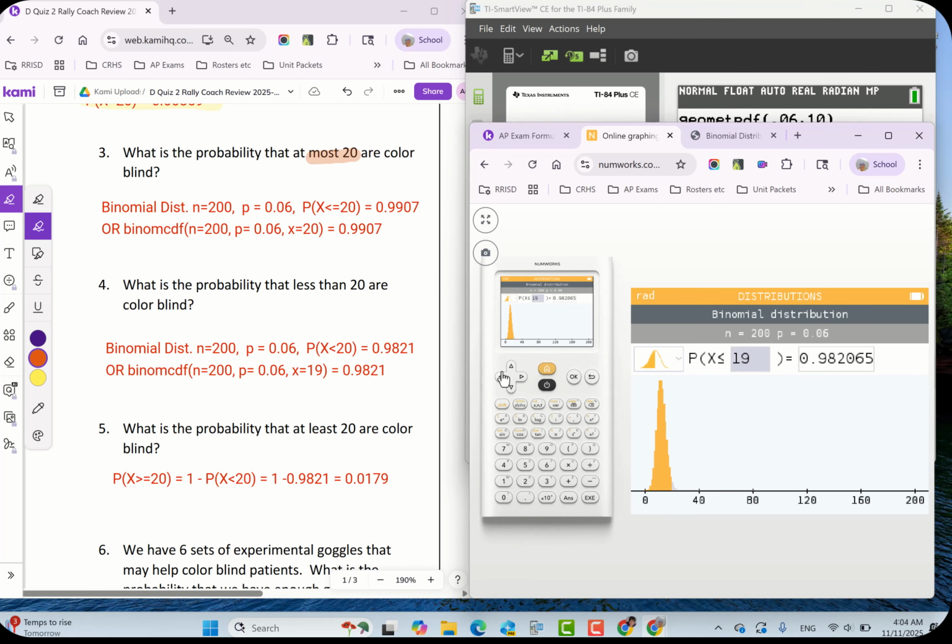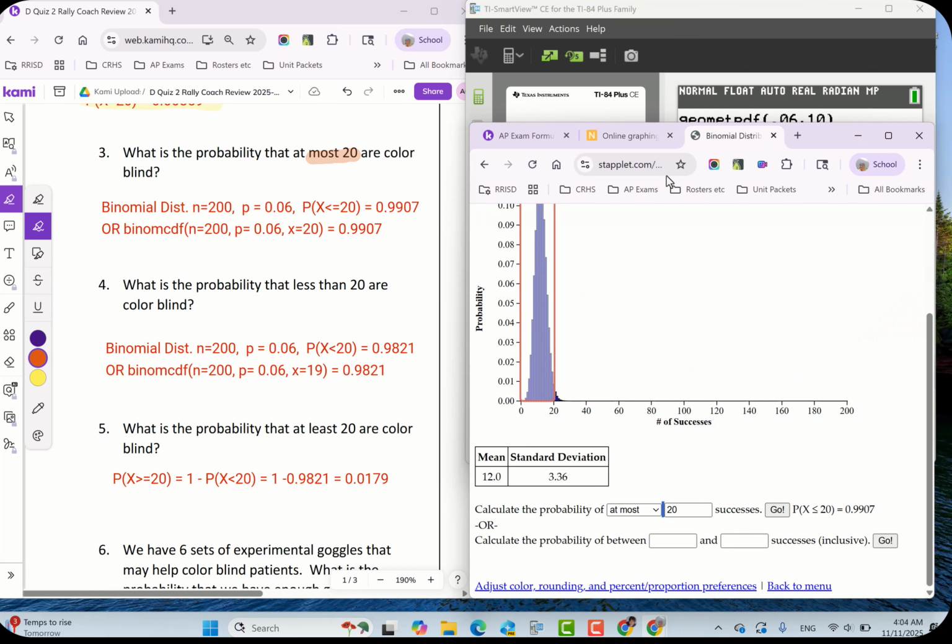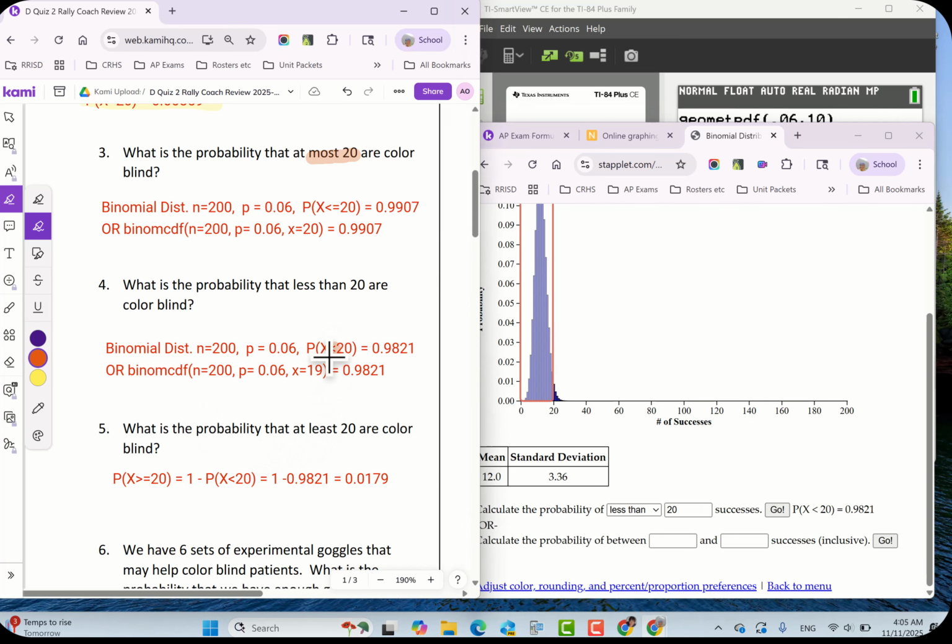Then if we go to the Staplet, we already did that, at most 20. No, we want less than 20. Less than 20, and hit go. Oh, yeah. So less than 20. Notice that I didn't have to change this to 19 because it has the less than word. Let me go ahead and highlight this. It knows less than and less than or equal to.